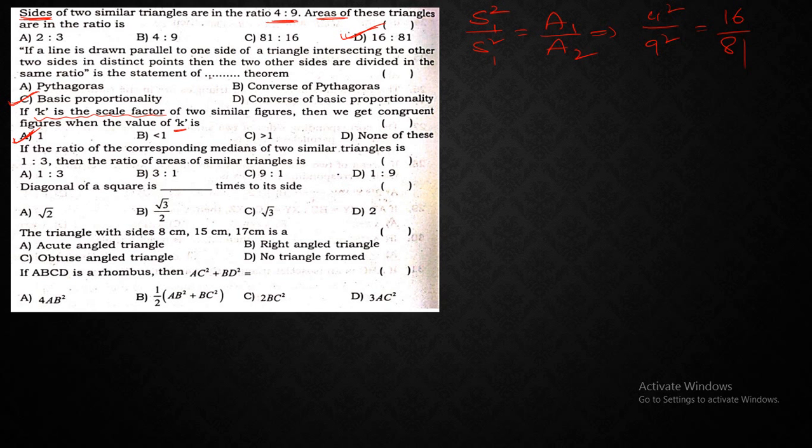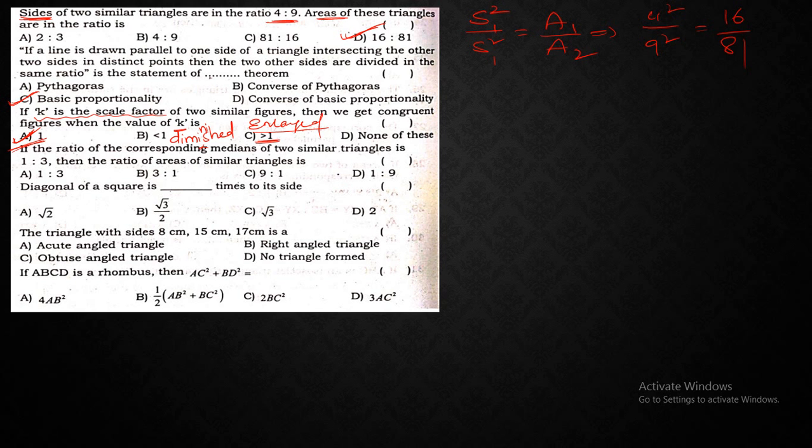If k is greater than 1, you are going to get an enlarged figure. If k is less than 1, you will get a diminished figure. So these are all the things you need to remember. You will be getting a diminished figure when k is less than 1. When k is greater than 1, you will get an enlarged figure. So if you want to get the same figure as it is, then k should be equal to 1.